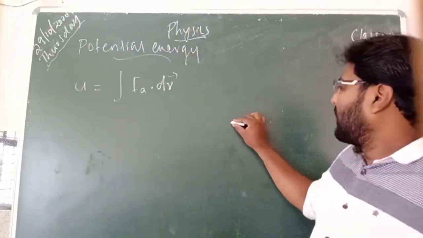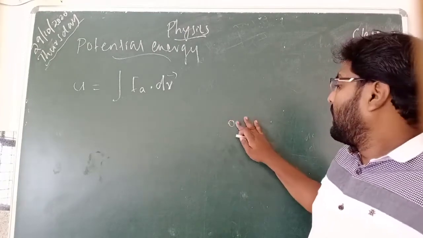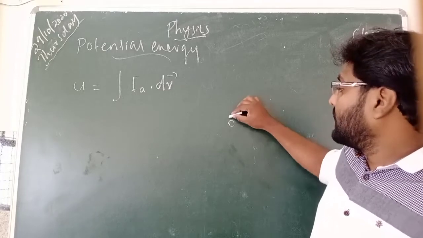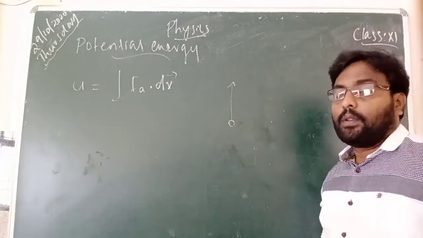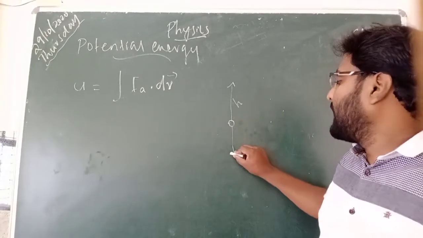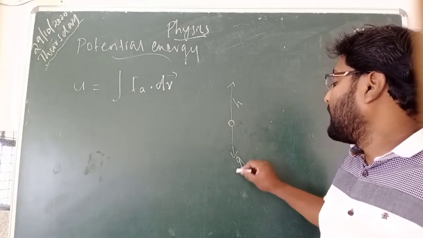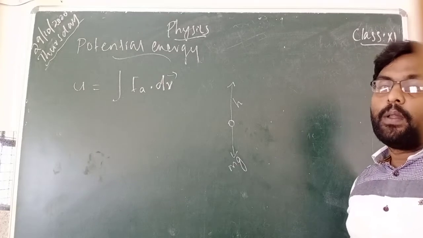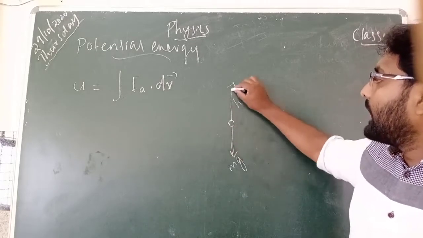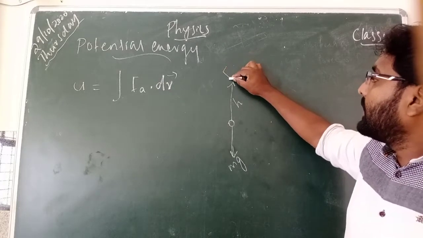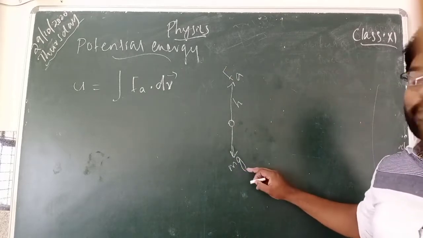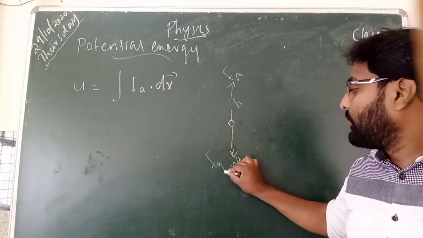Now assume that one object is here, O. One object is kept near the earth surface. This object is lifted upward for a height h. When an object is near the earth surface, there is a gravitational force mg acting. Now you are lifting this object upward. This gravitational force is acting downward and acceleration is upward. So acceleration is due to the external force. Here this mg means gravitational force, so you can write Fg.